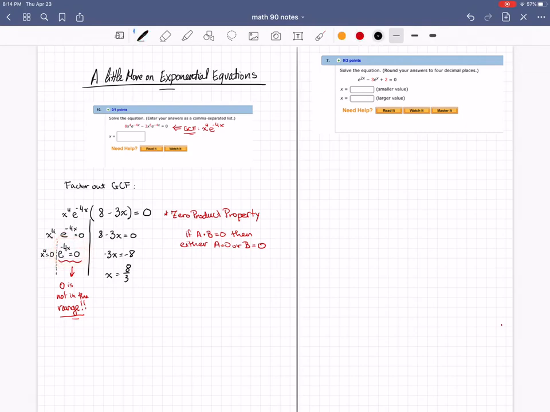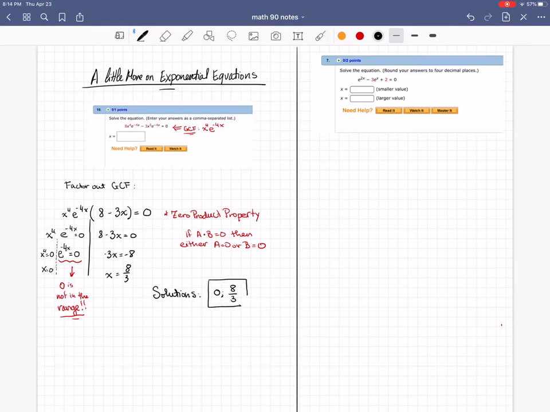x to the fourth is 0 totally contributes a solution. If you want to ask when is x to the fourth 0, well, when x is 0. So in this case, we have two solutions, 0 and 8/3.